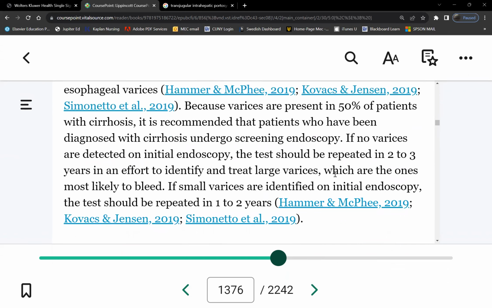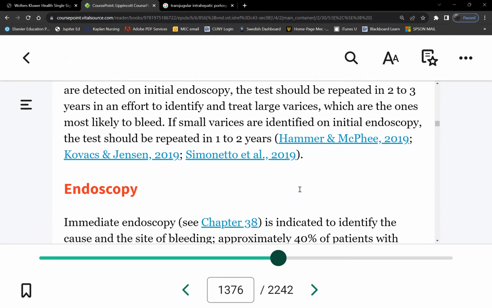Whatever they can fix, or if they're small enough, they can do sclerosis. They can inject a sclerotic agent, destroying the vein. Yeah, condemning it, putting a sclerotic agent. So therefore, no more blood circulation in there. So no more bleeding. Okay.